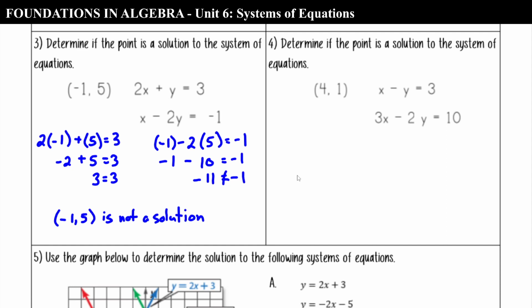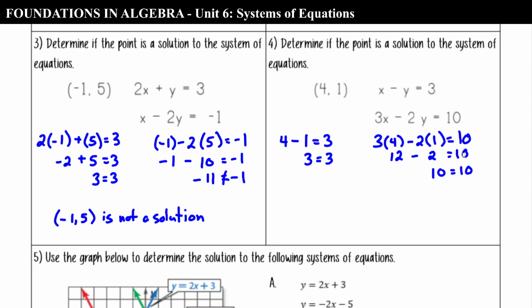All right, let's try this other one. So we're going to plug in 4, and we're going to plug in our 1. 4 minus 1 is, last time I checked, 3. So let's try the other one. 3 times 4 minus 2 times 1 equals 10. 3 times 4 is 12. 2 times 1 is 2. 12 minus 2 is 10. And so it checks out on both. So 4, 1 is a solution. Is it the only solution? Not necessarily, but it is a solution.